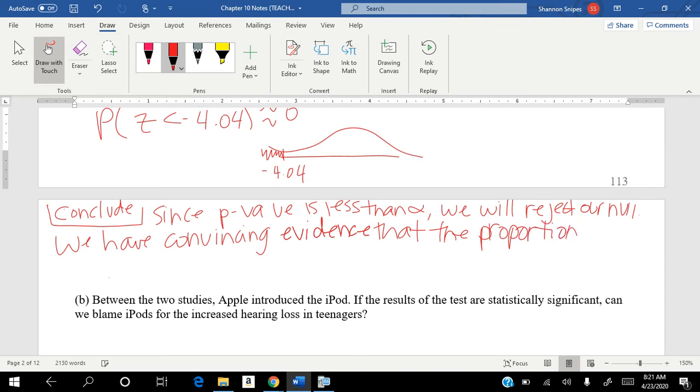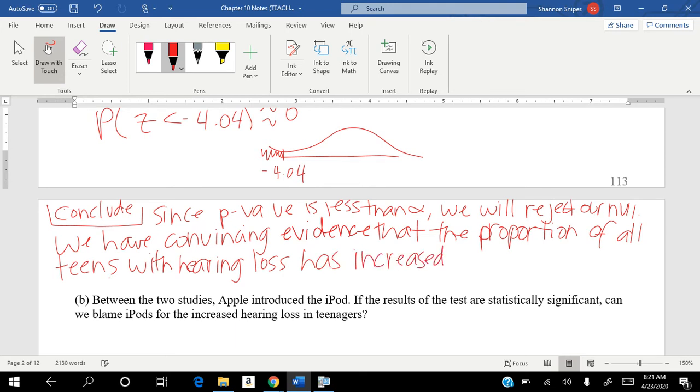But remember, we always want to put this in context. So we can't just say we have convincing evidence that the alternative is true, but we have convincing evidence that the proportion of all teens, remember you can go back and look at your problem and use the verbiage that they used if you need help creating a sentence, that the proportion of all teens with hearing loss has increased. Since 84 to 94. Whoops.